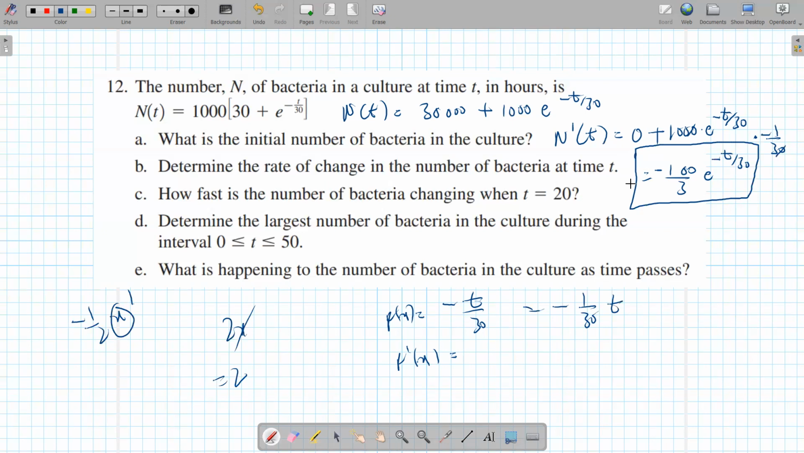C, how fast is the number of bacteria changing when t is 20? For C, all you need to do is find n prime of 20. We already have n prime here, so let's just plug a 20 in there. Negative 100 over 3 e to the negative 20 over 30. Negative 20 divided by 30, I got negative 17.11. What does that mean in the context of this question? Which is also the answer to part E.